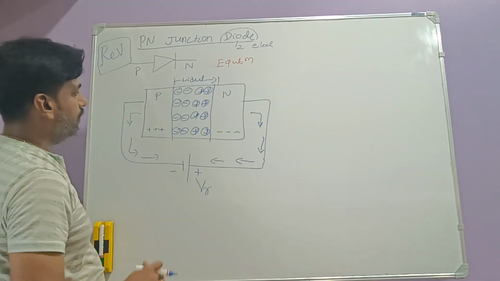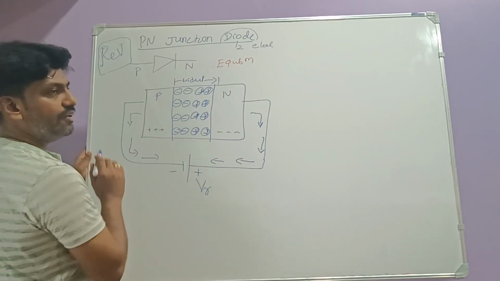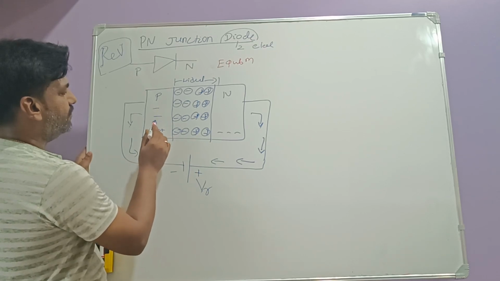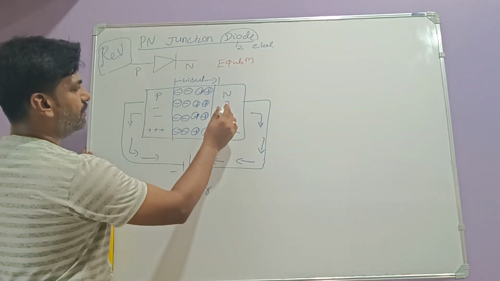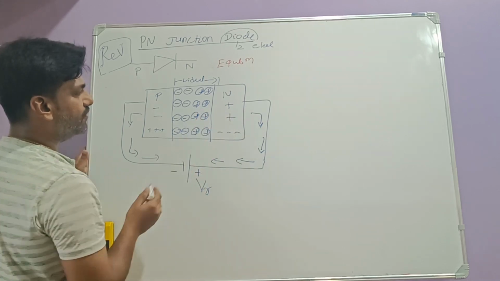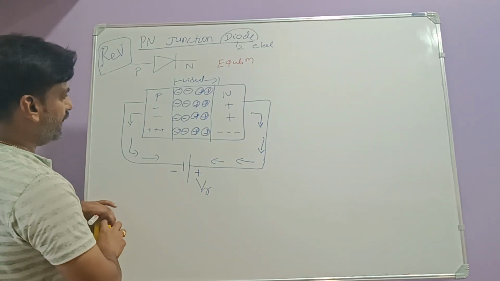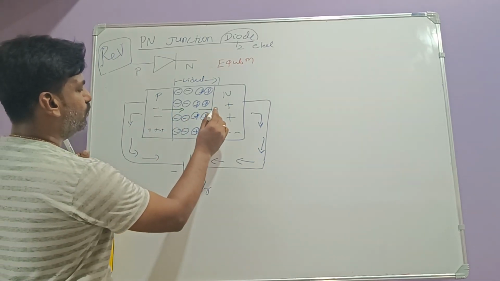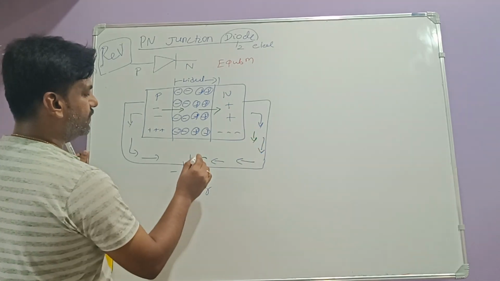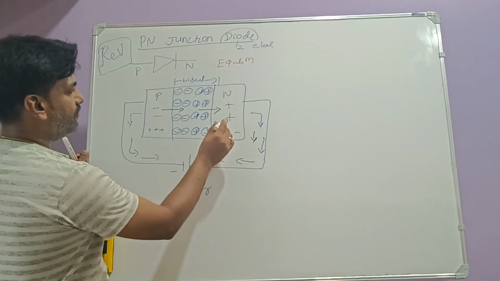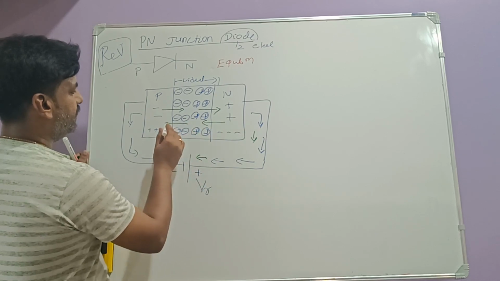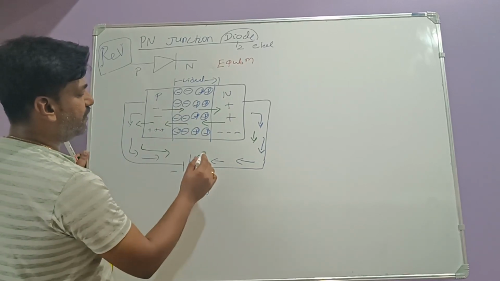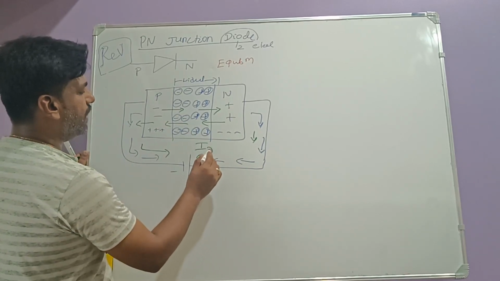Because of this, now the role of minority charge carriers comes into play. In the P side, which are the minority charge carriers? These are the minority charge carriers, right? In the N side, which are the minority charge carriers? These are the minority charge carriers, right? So these minority charge carriers, now it is minus, so they try to move to this side, and they are attracted by this positive, and here the minority charge carriers are plus, these will move here and be attracted by minus. Because of this, the current generates, and that current we will call IR, the reverse current.